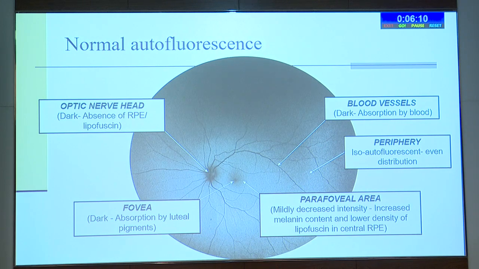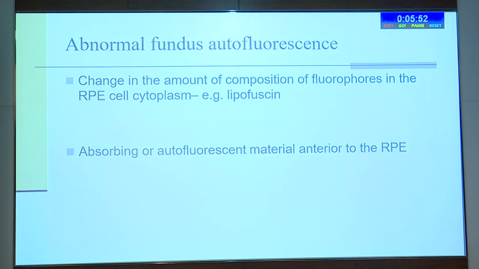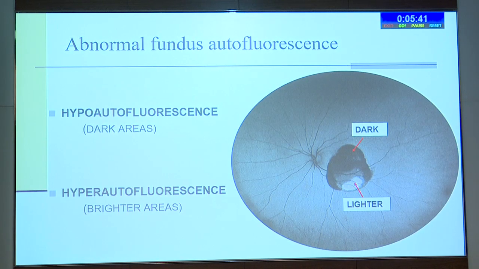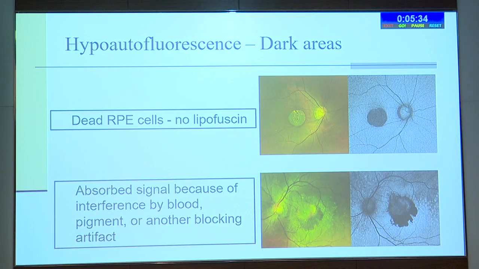So how does a normal autofluorescence map look? These structures which are black are the optic nerve head, which is due to absence of RPE and lipofuscin, the fovea, which is dark, and all the blood vessels, which are dark. The general fundus will have an isofluorescent, grayish appearance. Next we need to know what abnormal fundus autofluorescence is, and that's usually due to a change in the composition of the fluorophores in the RPE. We need to know only two terminologies. One is hypoautofluorescence, which is the dark areas, and hyperautofluorescence, which is the bright areas.